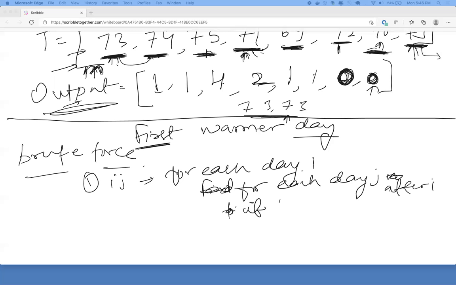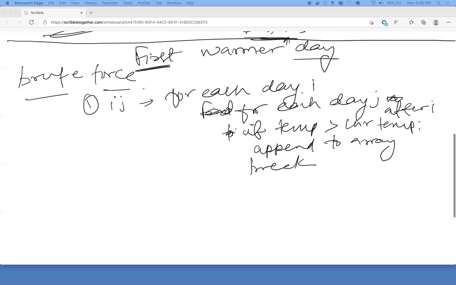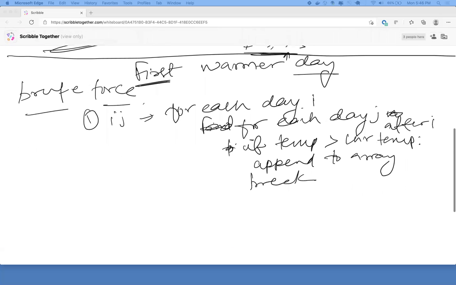So for example, at 73, I would be 0 for the outer loop, and the counter would be 0. Then for the inner loop, you start at index 1. So you check index 1, which is 70. So basically for each day I, and then inside for each day j after I, if the temperature of that day j is greater than the current temperature, you append it to your result and then you break.